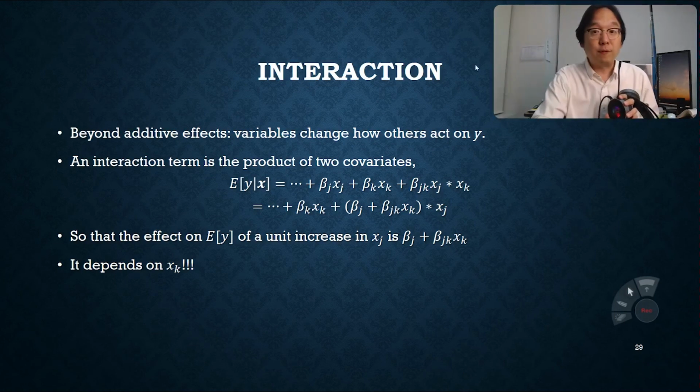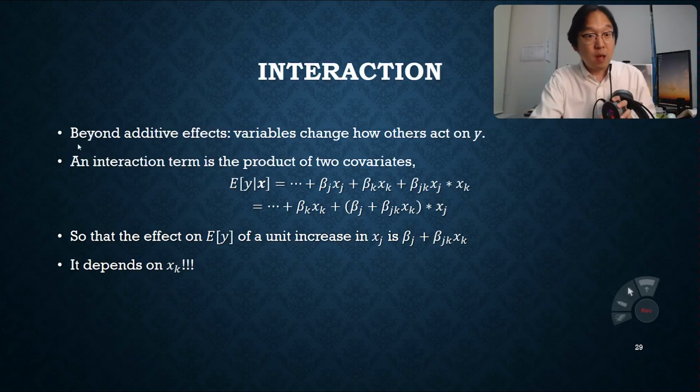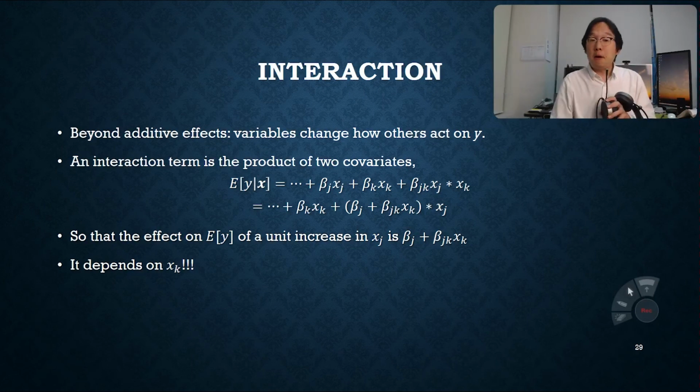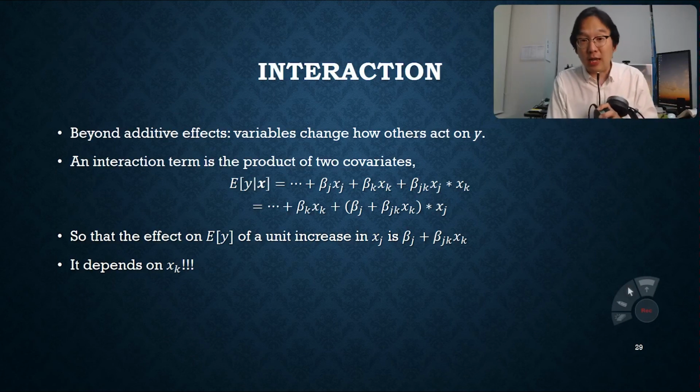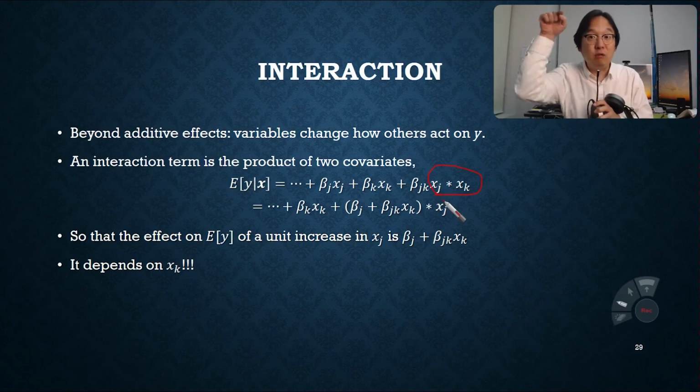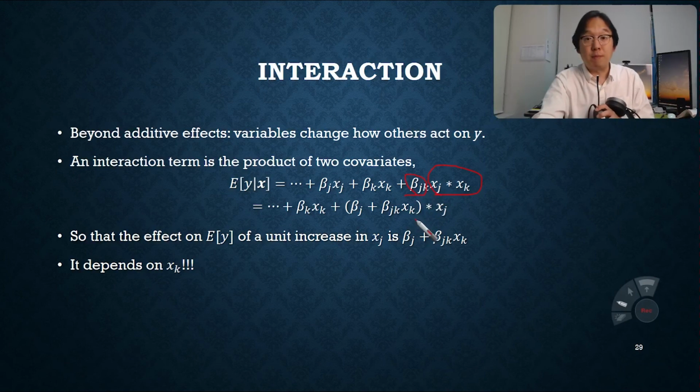Okay, quite often used in the regressions, as you know. Beyond the additive effects, variables can change how others act on y. An interaction term is the product of the two covariates. So your expected value of y given x should be a linear combination of other variables, and then xj and xk. Those two variables we are interested in, and then we introduce this interaction term over here, xj times xk. Throw it into that regression, and there we will have a third coefficient, beta jk.